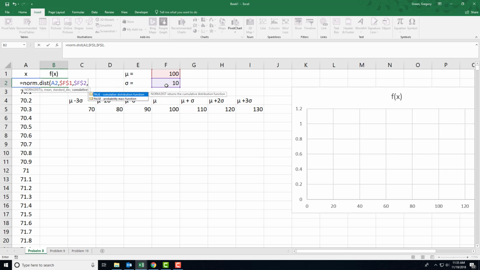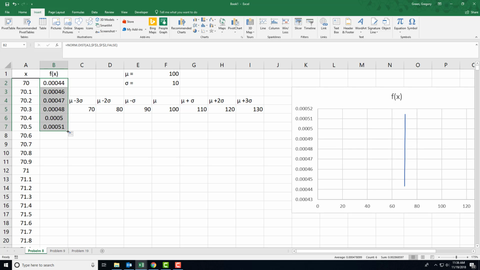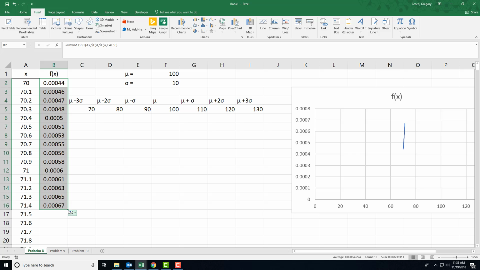And then it's asking me about cumulative or mass function. Now, there really is no such thing as a mass function in the continuous case. So really what that means is just evaluate the function at the x value. So I am in this case going to choose false because I'm drawing a picture. If I were calculating a probability, I really wouldn't be able to choose false. So let me put that in there. And I already have my picture ready to be outlined, so let me put in a few values. And you see that it starts to take shape.